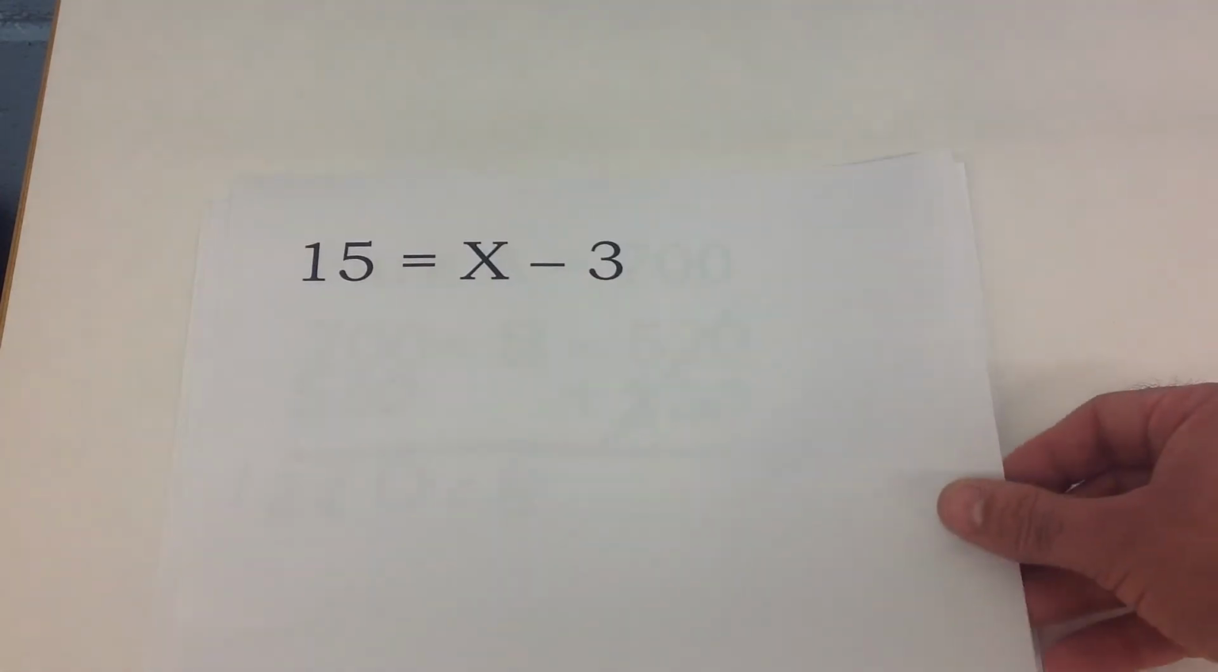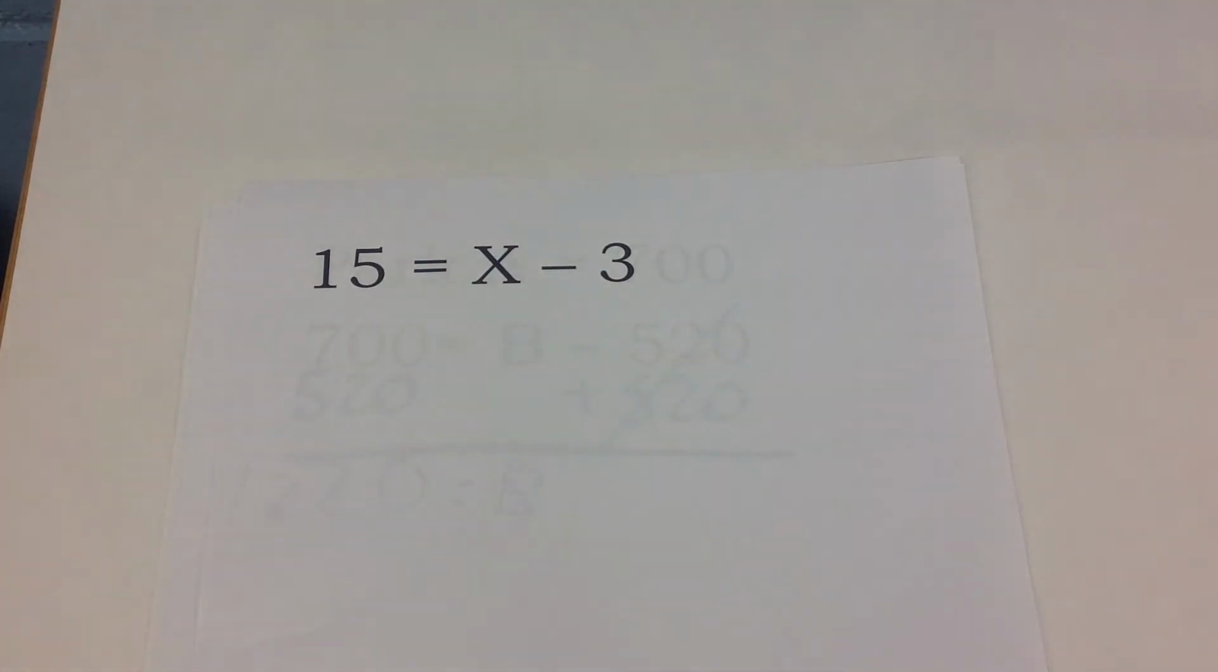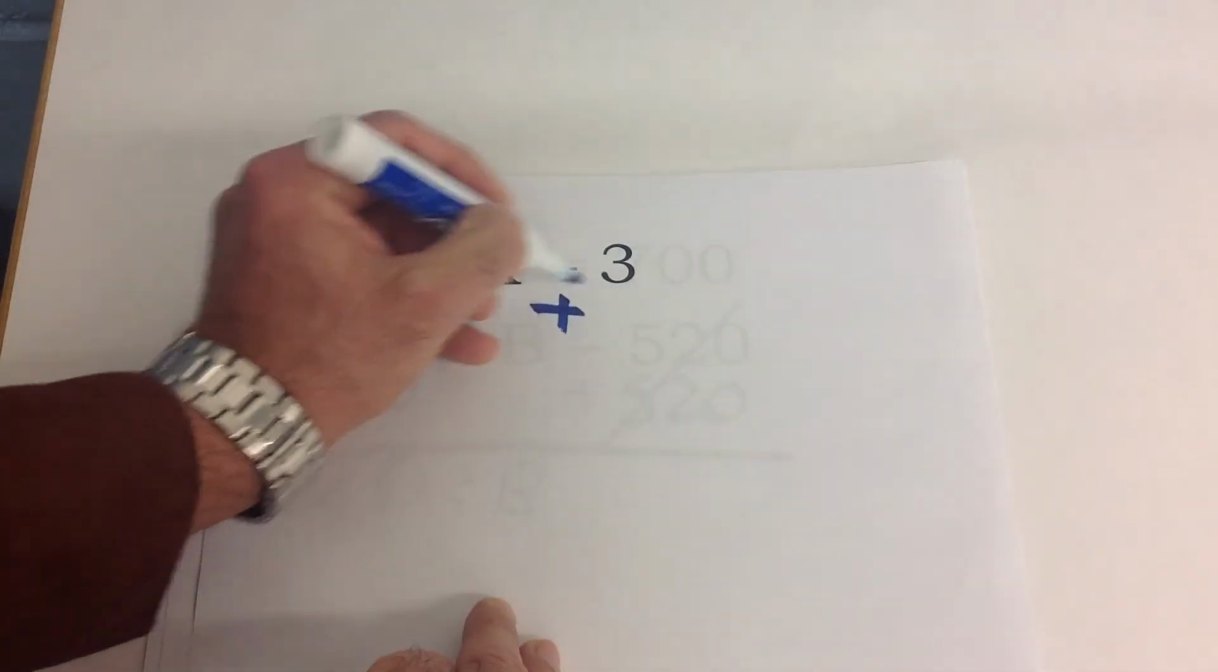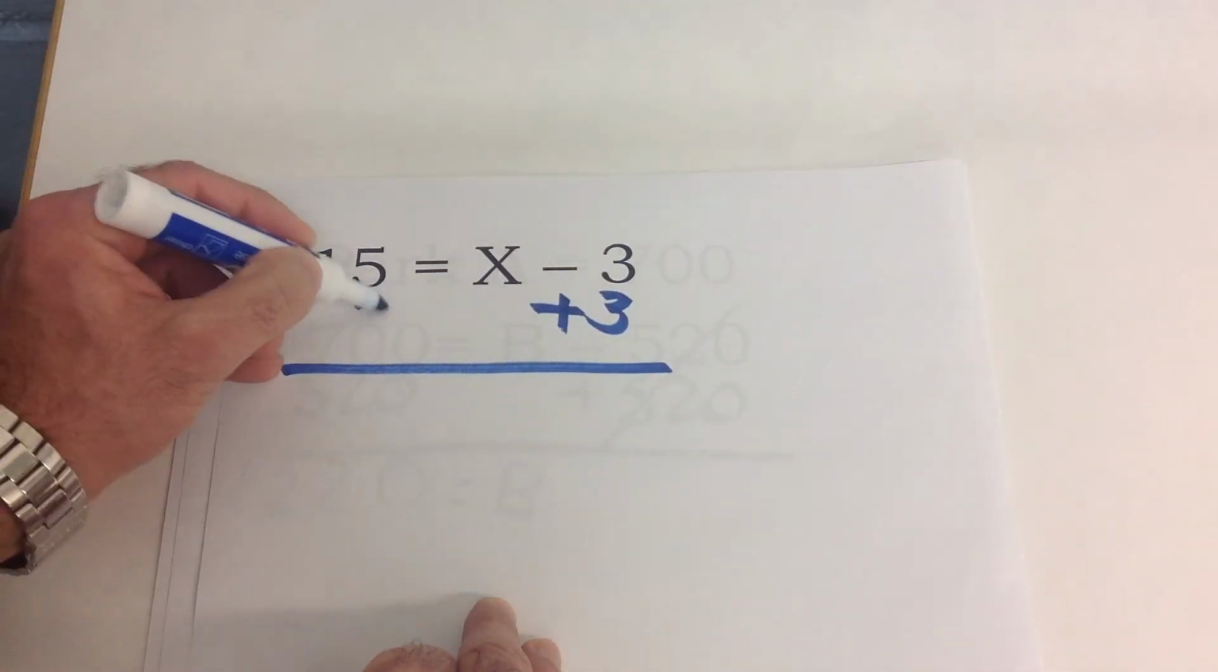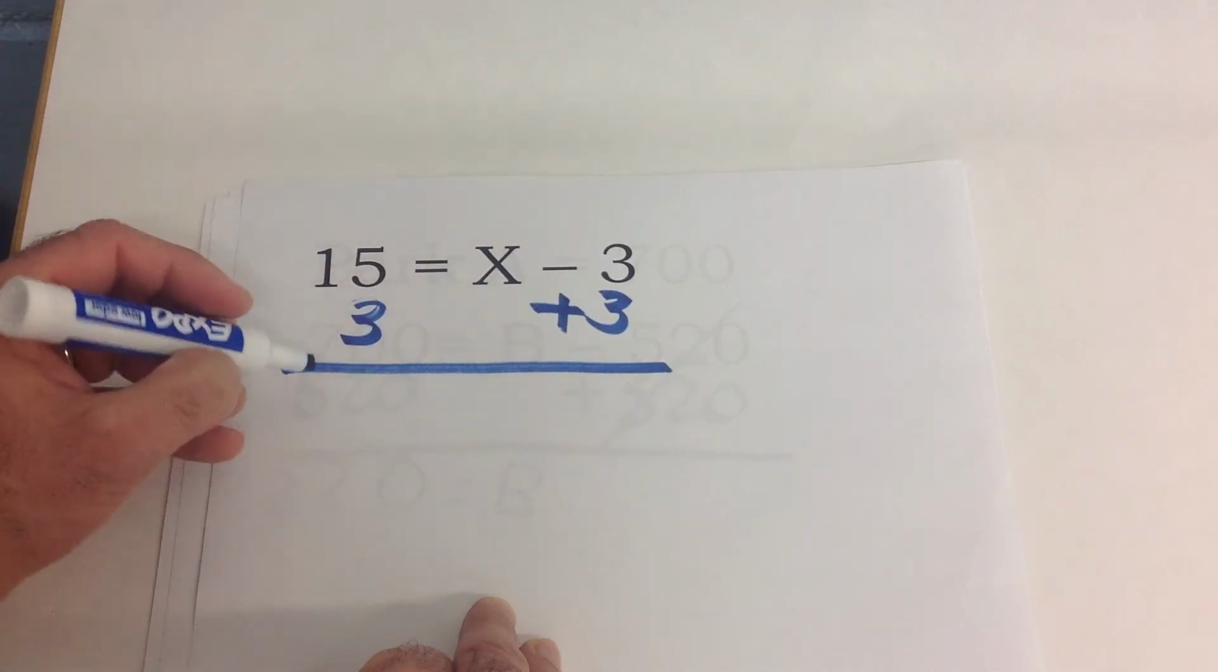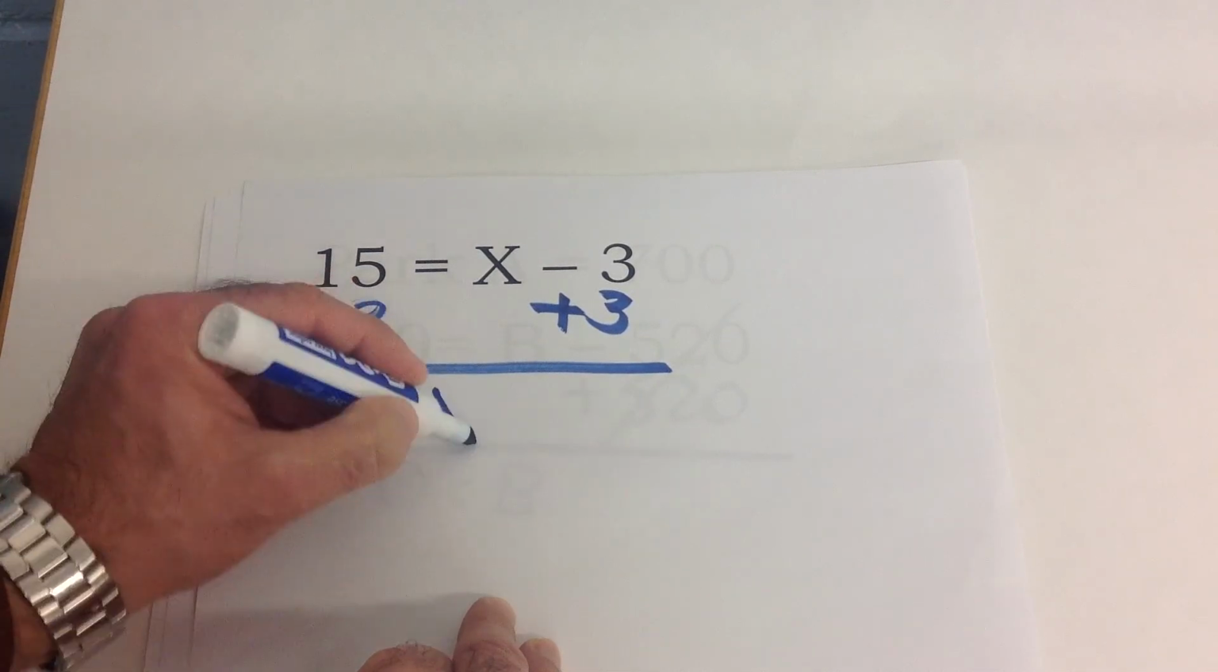Okay, here's one final problem. Let's see if you can do this yourself. Notice that it's reversed. Okay, well, we had a minus 3, so I'll plus 3 on both sides. Whatever you do to one side, do to the other, and x equals 18.